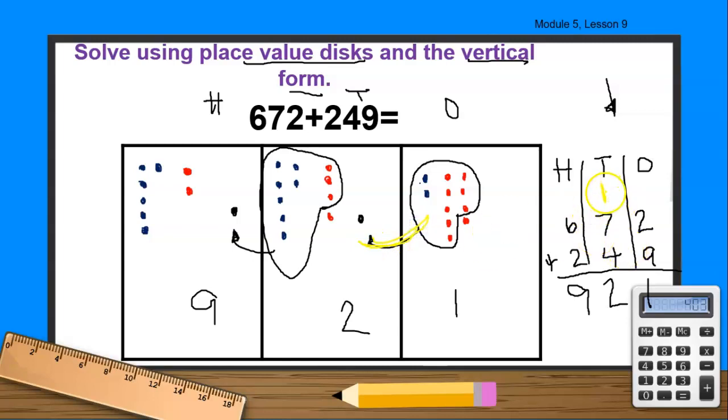Now, 1 ten plus 7 tens plus 4 tens makes 12 tens. That's right. The 2 is in the tens place, but this bundle right here, they bundle it and they put a 1 on the hundreds place. Need to make sure it's here. This is what the problem needed, the vertical form, in order to match the chip model.